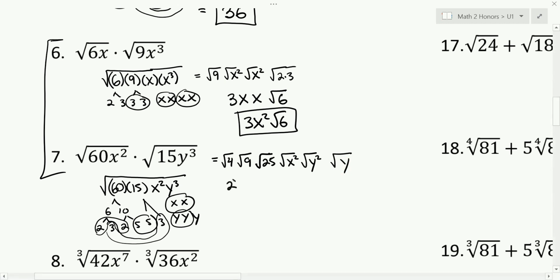So we get 2 times 3 times 5 times x times y. All that gets rid of the square root, left with the square root of y. And then you multiply everything together. So that's going to be 30 xy root y.